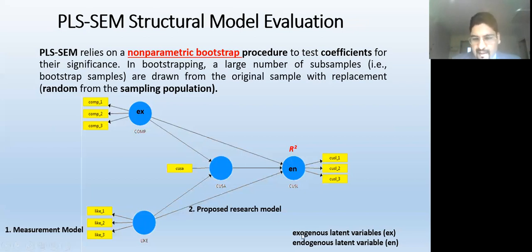The last point is about exogenous latent variables and endogenous latent variables. As you can see, I put it here: competition is an exogenous variable, like is an exogenous variable, causality is an endogenous variable, and clustering is an endogenous variable. So we have two endogenous variables and two exogenous variables on the left. Then you can know what the endogenous and exogenous variables are.